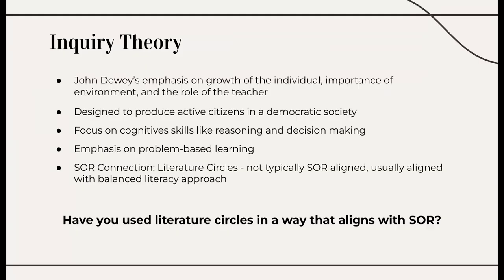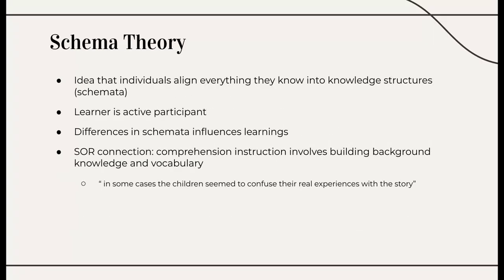So many of these components are used for social collaboration and problem-based learning, specifically in activities like literature circles. Literature circles are typically aligned with balanced literacy, which I don't have a lot of experience in, but I am curious if anyone has used literature circles in a way that can be tied to the science of reading practices.